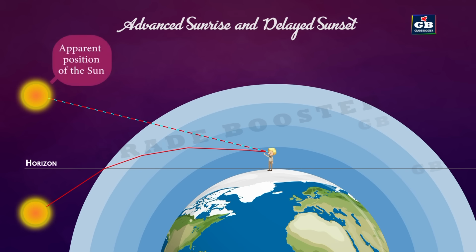Due to atmospheric refraction, the sun is visible to us about 2 minutes before the actual sunrise. So 2 minutes before the actual sunrise, we are able to see the sun because of atmospheric refraction.